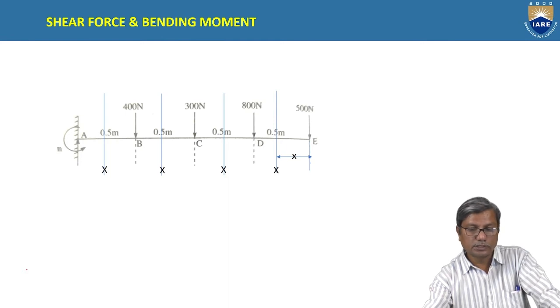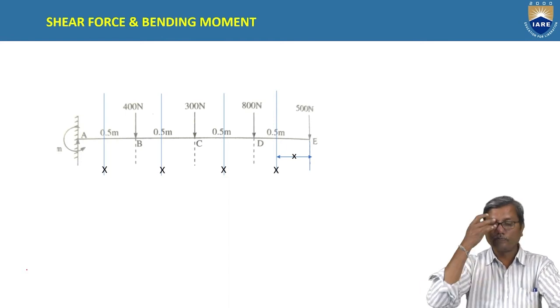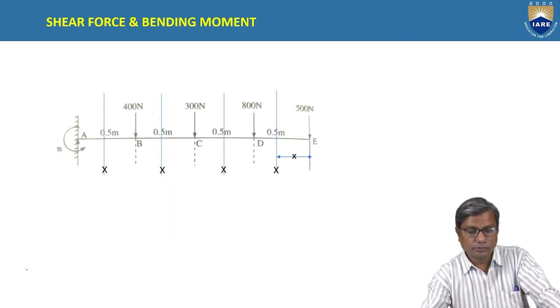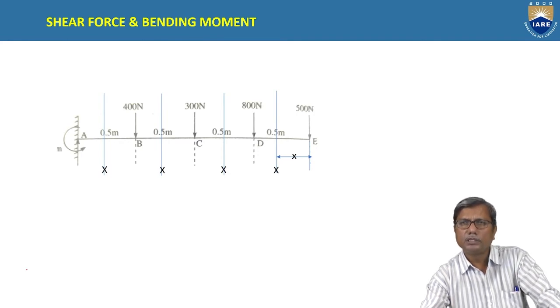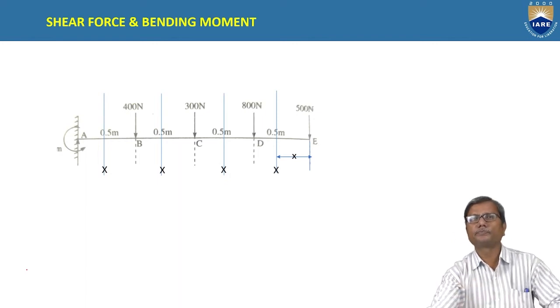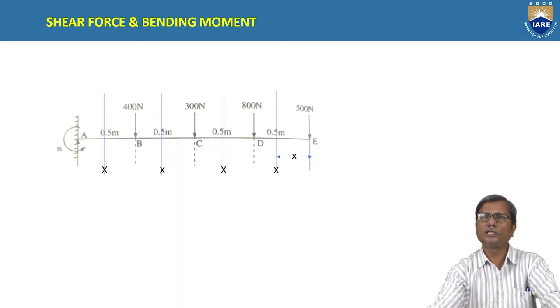Consider this case, having several point loads. Four point loads are acting at 0.5 meters spacing on the cantilever beam A, B, C, D. AE is the beam, and B, C, D, and E are the load points where the loads are applied. A is the fixed end and E is the free end.